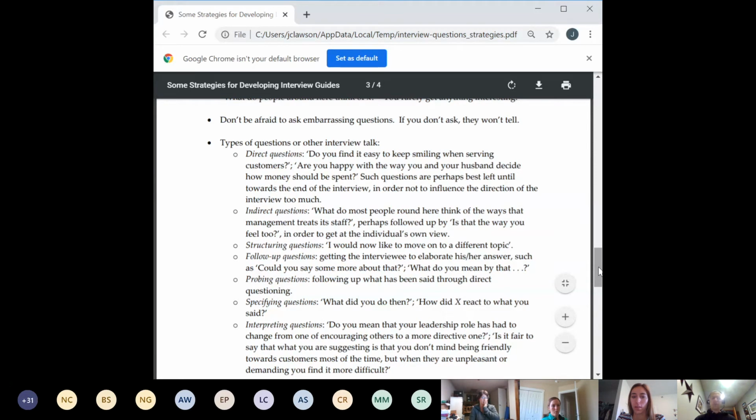Again, a probing question is maybe a follow-up question that has been said through direct questioning. So if you're using a direct question, are you happy with the way you and your husband decide how money should be spent? No, I'm not. So then you would want to probe that a little bit, right? Well, can you tell me about an example of when, or how you and your husband decide how money should be spent? Can you share a specific example? Okay.